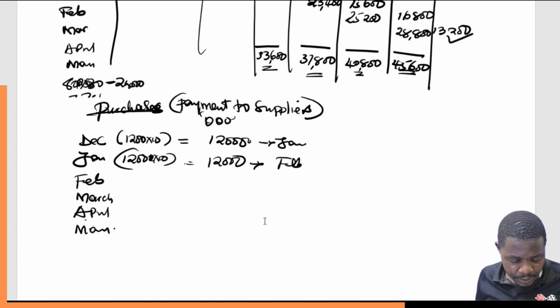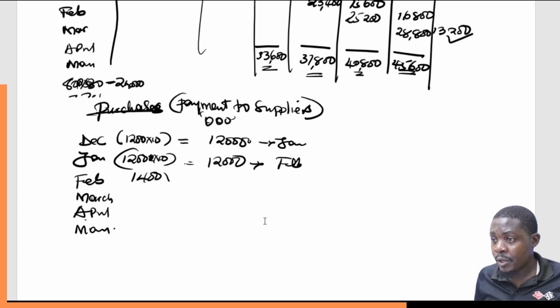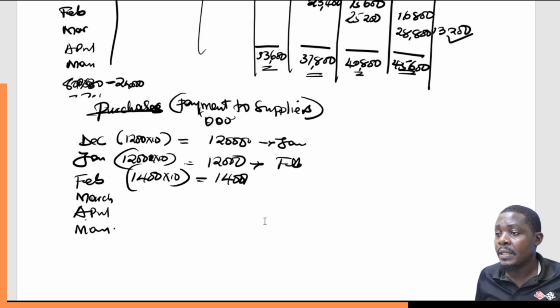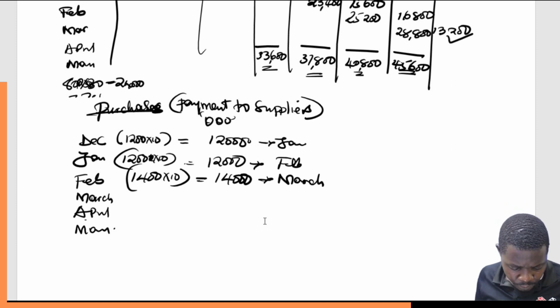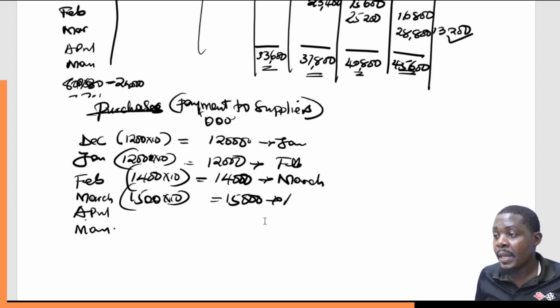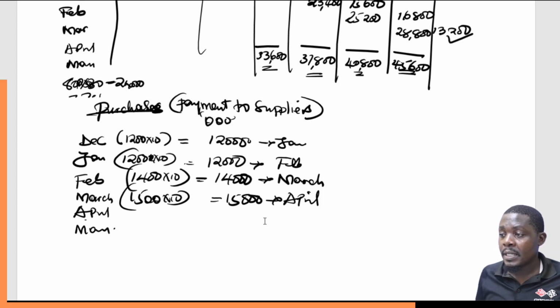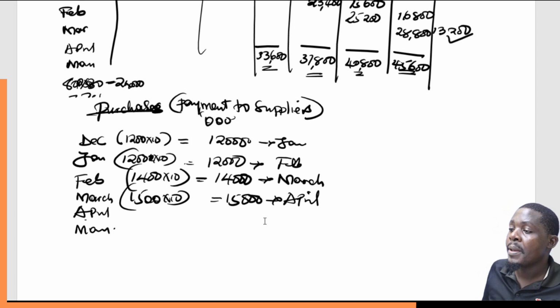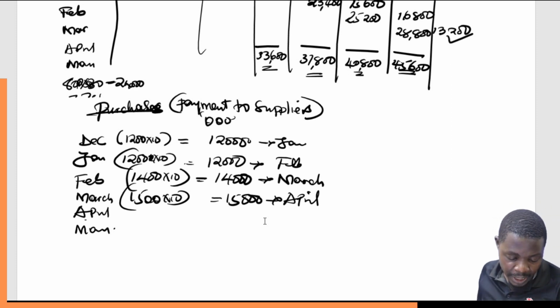Then February we had 14 units multiplied by 10,000. We have 14,000 that will be paid in March. And the March production was 1,500 units multiplied by 10. We have 15. This one will be paid in April. We are interested in January, February, March, and April.